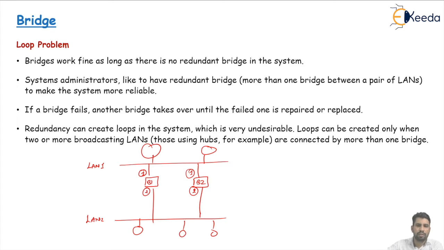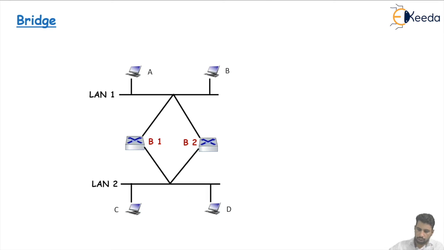First of all, we will discuss the problem, and after that we will discuss the solution of that problem. For example, we have LAN number 1 and LAN number 2. Here we have 4 stations A, B, C, D, and between these two LANs we have bridge number 1 and bridge number 2. Means you can say that we have two LAN systems connected by two bridges, or you can say switches.